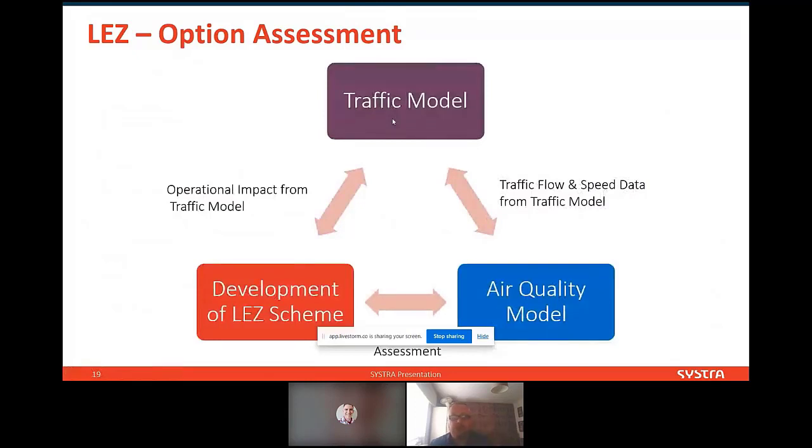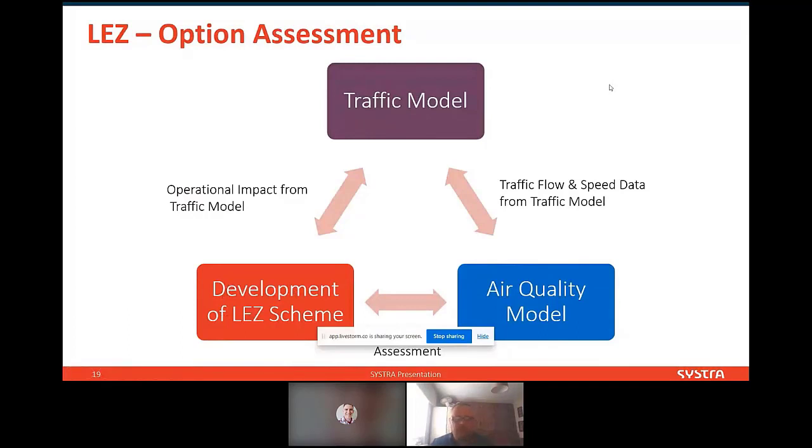So the process that we went through was a sort of three-pronged process, a cycle really, whereby we start with the traffic model and assess the operational impact of the schemes, and that helps to sift and develop some schemes. The plan was then, with a lower number of preferred schemes, to provide traffic flow and speed data from the traffic model to the air quality model to assess what the air quality impacts were, and that again fed into the final development of the scheme.